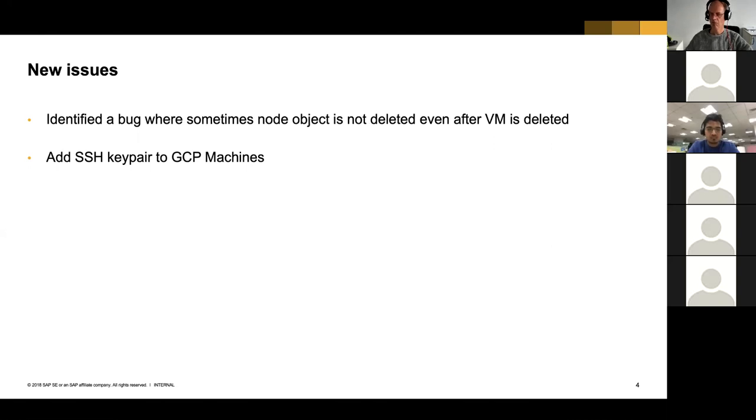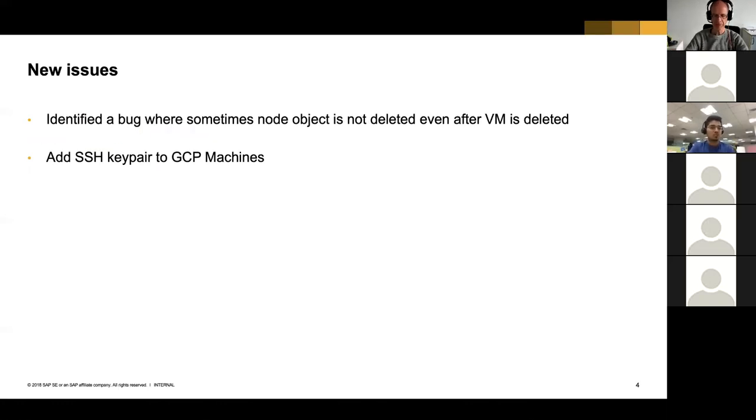One more issue probably that we missed is that SSH key pairs to GCP machines are not propagated yet. In the other three providers, you can add SSH key pairs to machines. In GCP also, it was supposed to be there, but I guess it was missing. We've opened an issue for that as well, and we'll be addressing it.